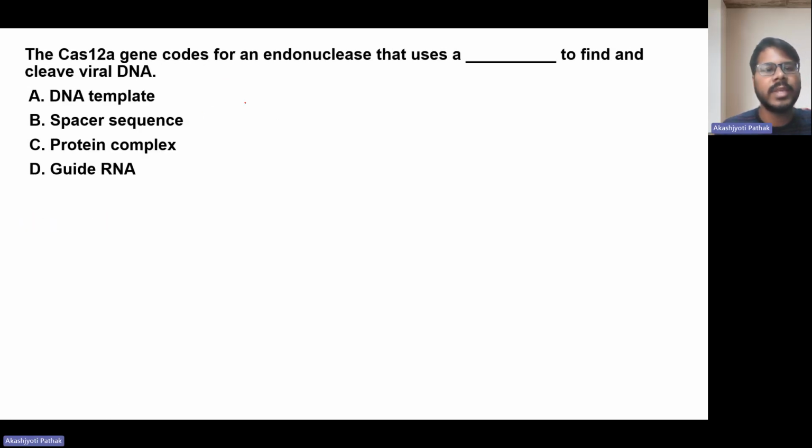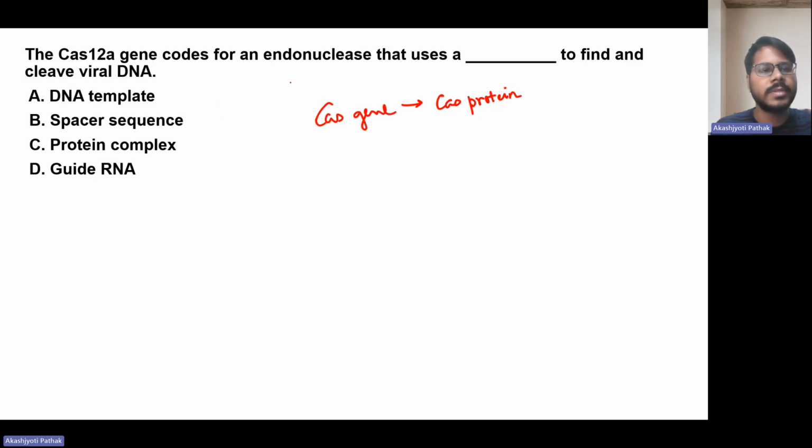Okay. So the Cas12a gene codes for an endonuclease that uses the dash to find and cleave viral DNA. So any Cas gene, what will it code for? It will code for a Cas protein, right? And this Cas protein is inactive on its own. It will need an RNA molecule. When it forms a complex with the CRISPR RNA, then only it will know where the target site is in the DNA where it has to bind.